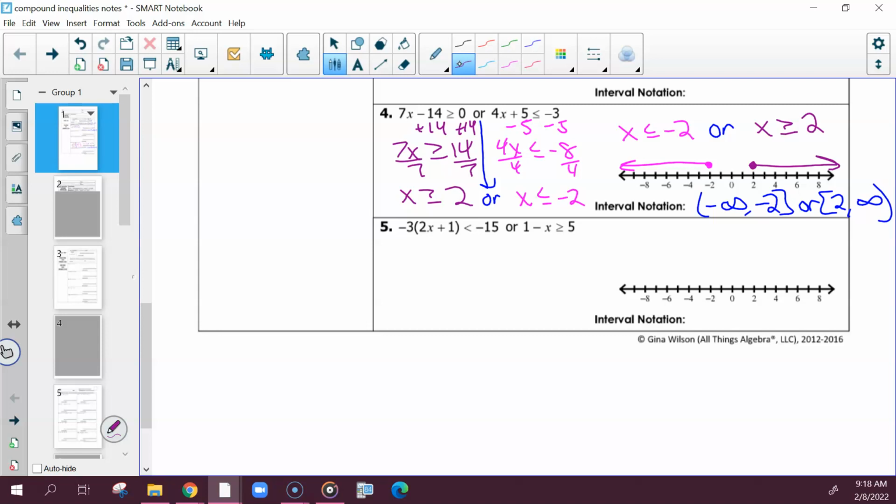So first I'm going to go ahead and distribute the -6x minus 30 is less than -15. Add 3 to both sides. Divide both sides by -6. Would my sign change here? Yes.